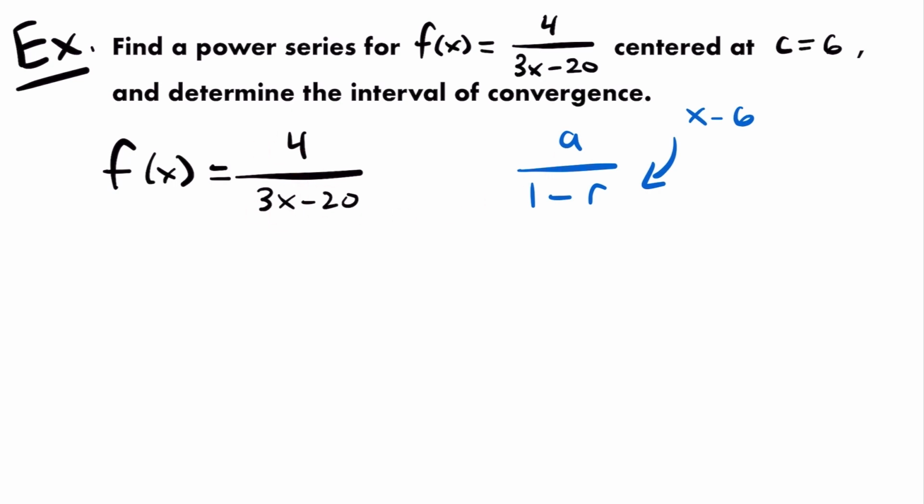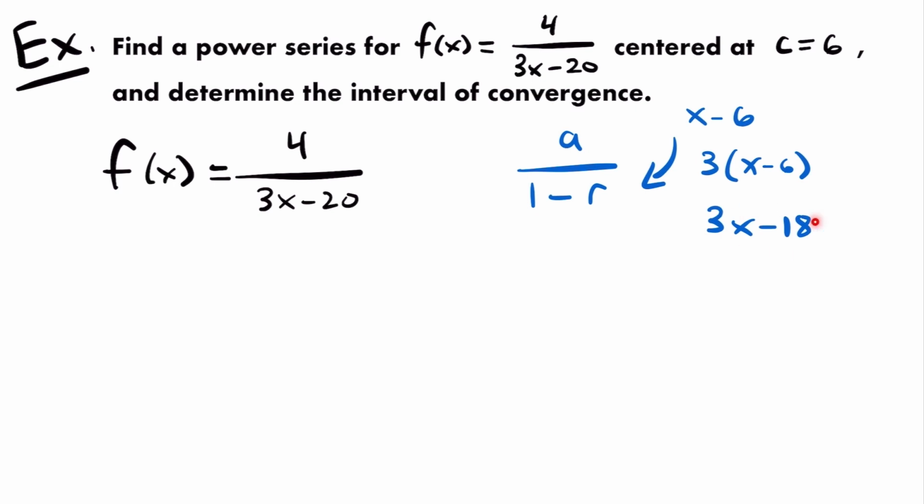But what I want you to notice about this function is that in the denominator, we have 3 times x minus 20. And so that 3 is going to affect what that common ratio will look like. Instead of just looking for x minus 6, what we're going to look for instead is 3 times x minus 6. Okay, we need to account for that coefficient of x. All right, so if we multiply 3 through this quantity, then we'll have 3x minus 18. And so 3x minus 18 is what we want to have in our denominator.